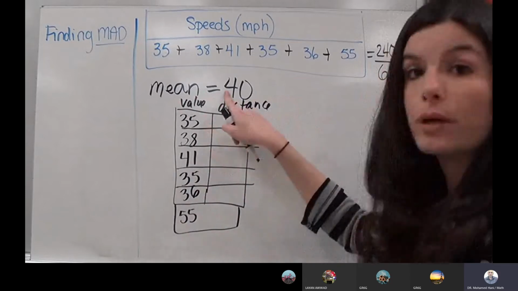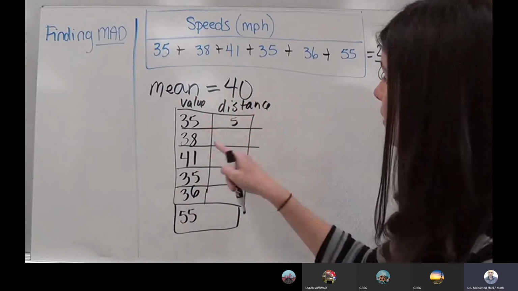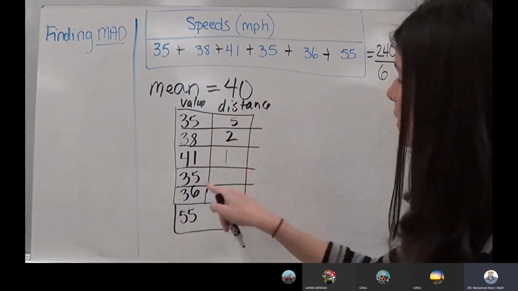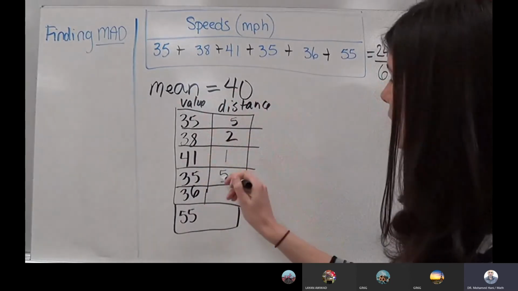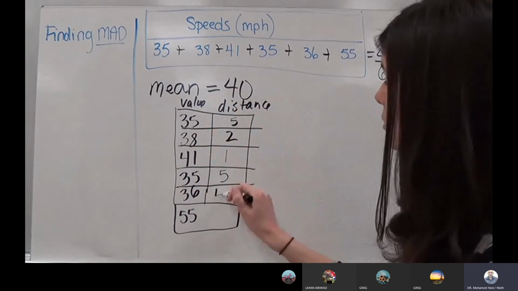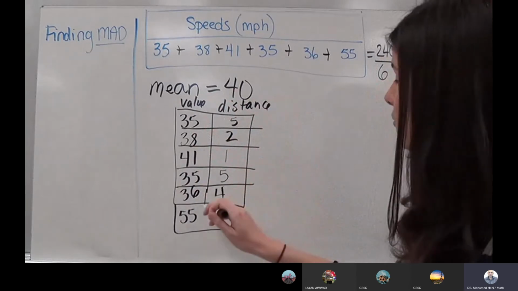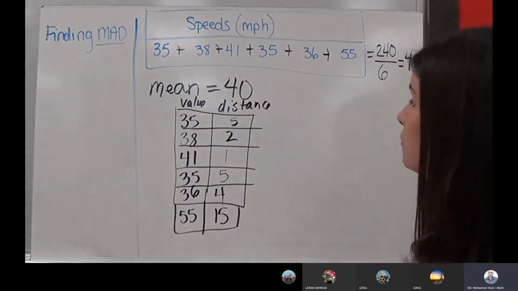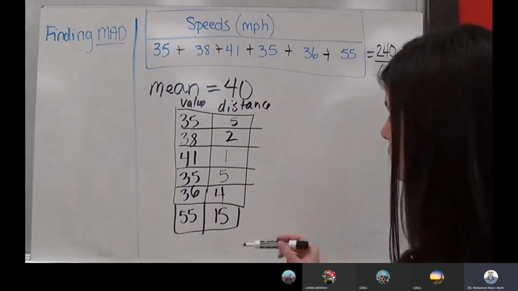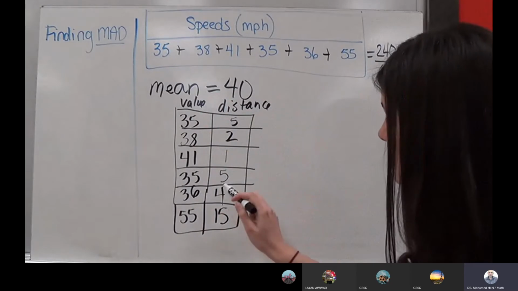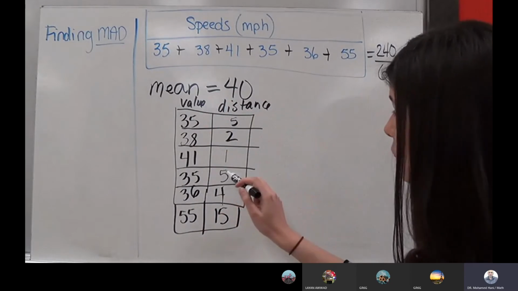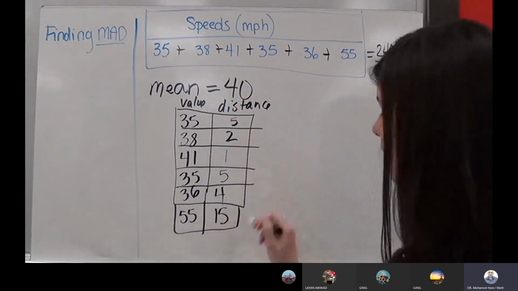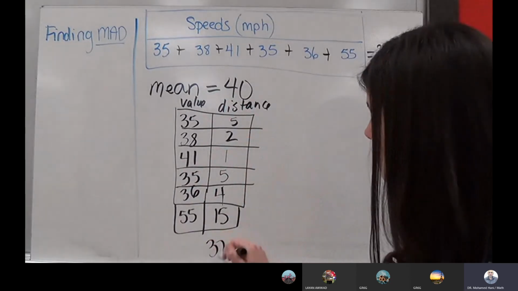Okay, how far is 35 from 40? Pretty easy, right? That one's 5. 38 is 2 away. 41, just one more. 35 is 5 away. 36 is 4. And 55 is 15 away. Okay, now add up all your values. So you have 15, 16, 17, 18, 19, 24, 25, and that makes 32. So when you add them all up, you get 32.